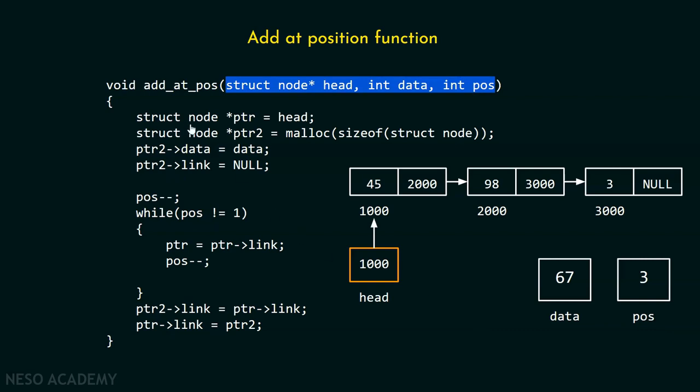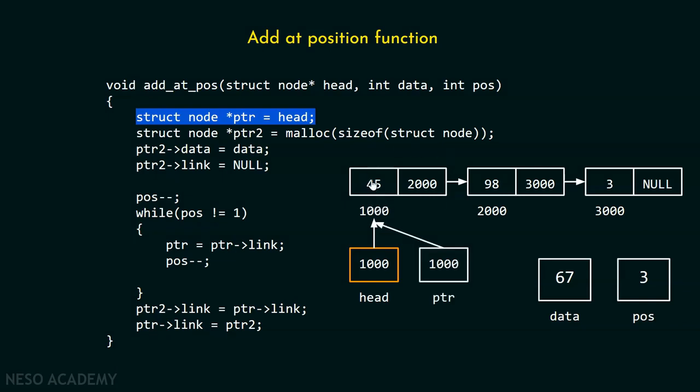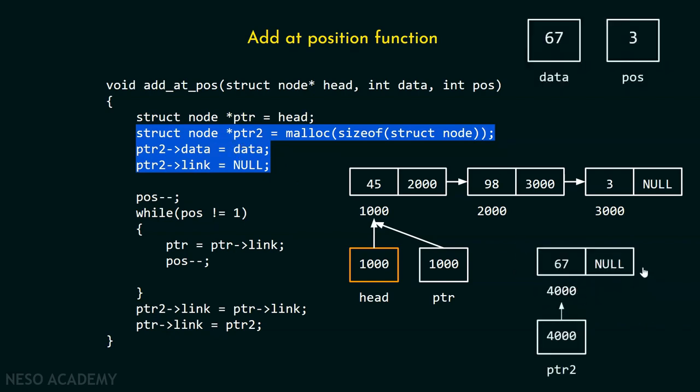Now here you can see I have created this pointer PTR which will point to this particular node, that is the first node of this linked list. After this, we have this PTR2. This piece of code is helping us in creating a new node of this list, and you can see over here this is the new node created, and I'm assuming that the address of this node is 4000 and PTR2 is a pointer which is pointing to this node. You can see over here that PTR2 data contains this data, that is 67, and currently ptr_link is equal to null, that is the link part of this node is null.